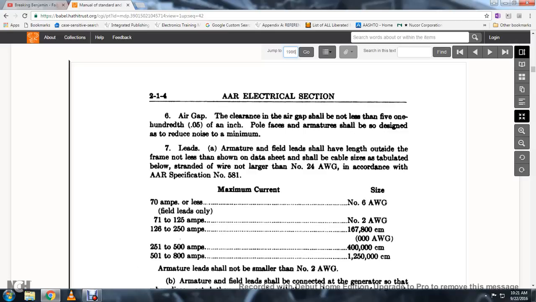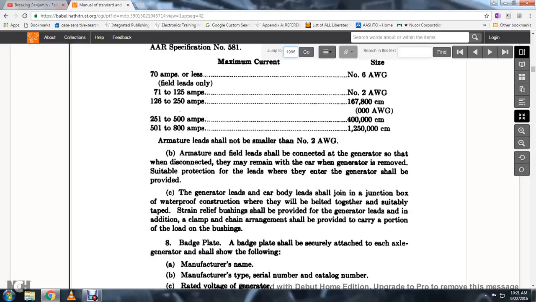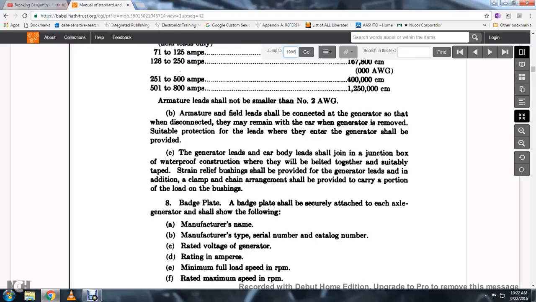501 to 800 amps: 1,250,000 centimeters. Armature lead shall not be smaller than number 2 AWG.